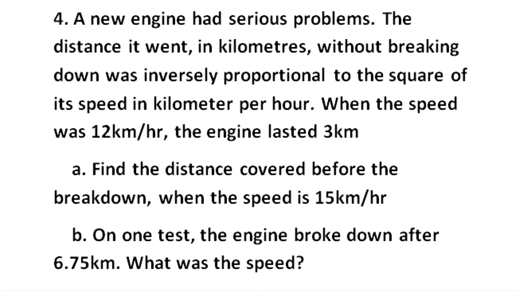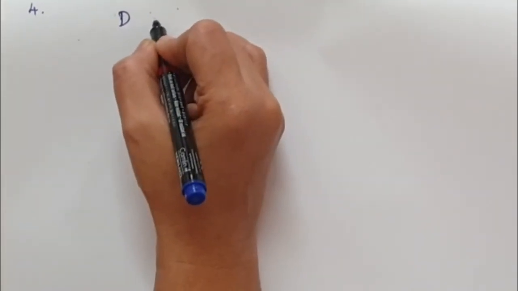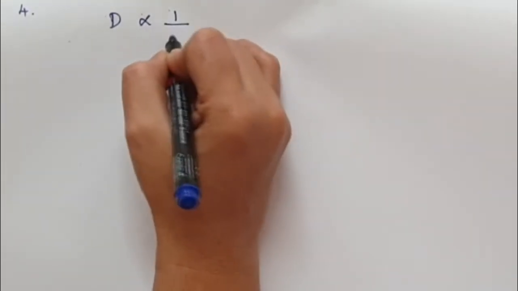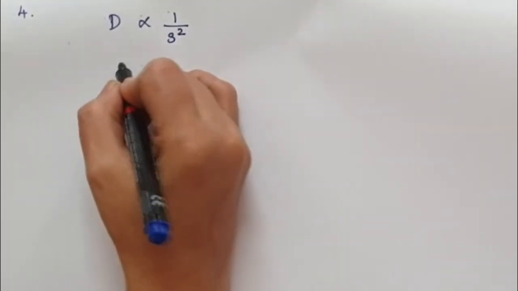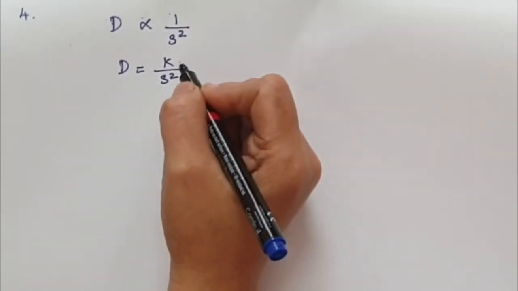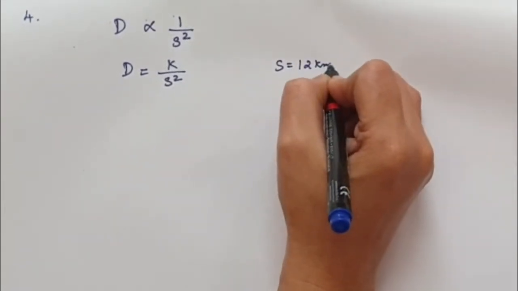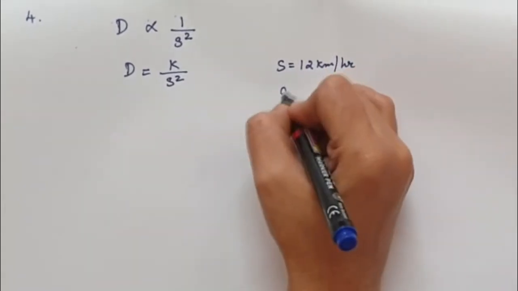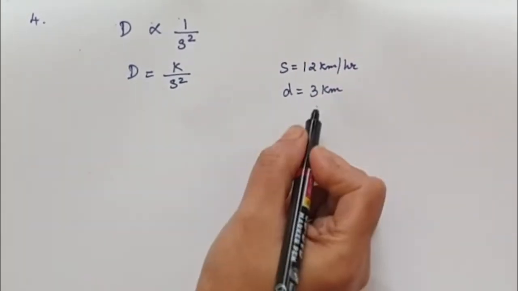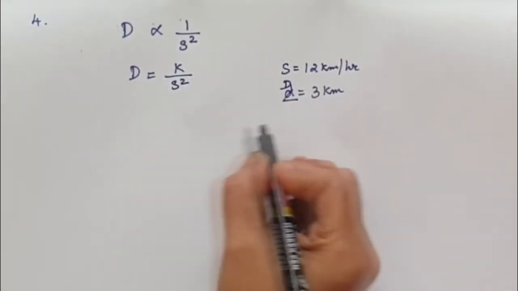What was the speed? In the fourth question, it is given that the distance is inversely proportional to the square of the speed. So s squared. So D will be equal to K over s squared. Now in the first part, we are given our speed equal to 12 km per hour and the distance is given as 3 kilometers. So now let us substitute in it. The distance D will be equal to 3 kilometers.